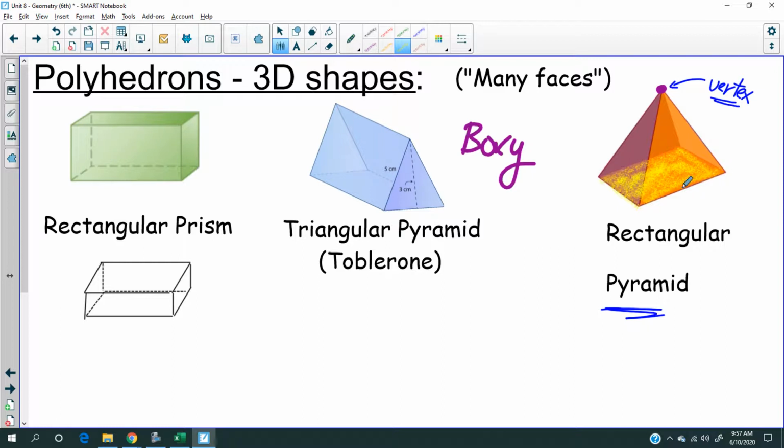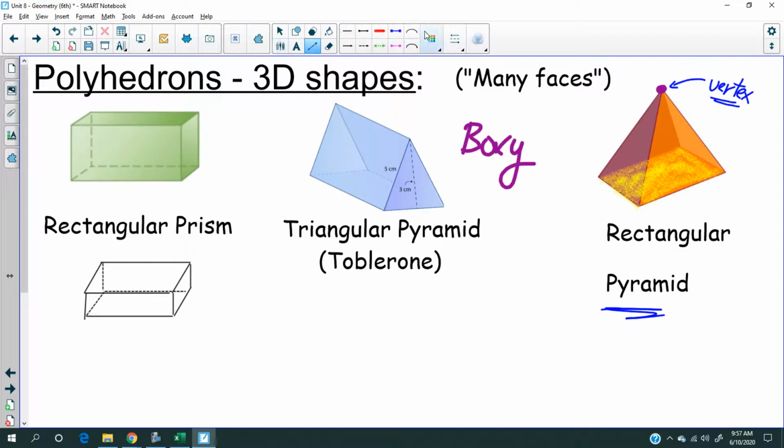How do I know? Because the base is a rectangle, right? If this were a triangular pyramid, the base would be another triangle. Or if it's a pentagonal pyramid, the base is a pentagon. And all the lines would go up and meet at the vertex.